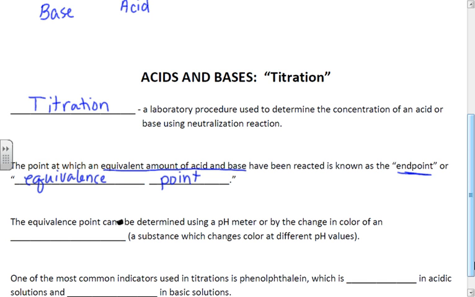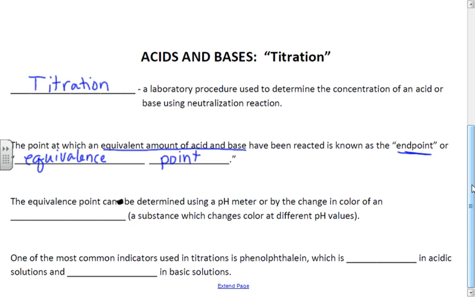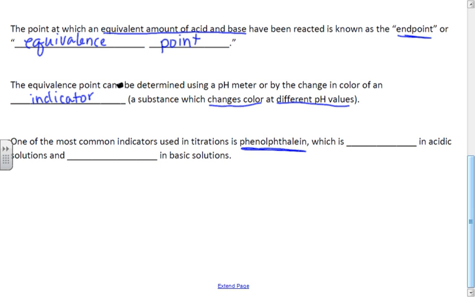And the equivalence point can be determined by either using a pH meter, an electronic device that kind of shows you on a display what the pH value is, or by watching the color of an indicator. You're looking for a change in that indicator. And indicators are things that will change color depending on if it's an acid or a base at different pH values. And the most commonly used indicator in titrations is phenolphthalein, which we saw before, and we know that it's colorless in an acidic solution, but if it's in a basic solution, it turns a hot pink or magenta color.